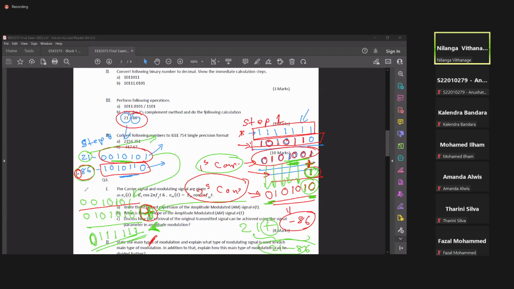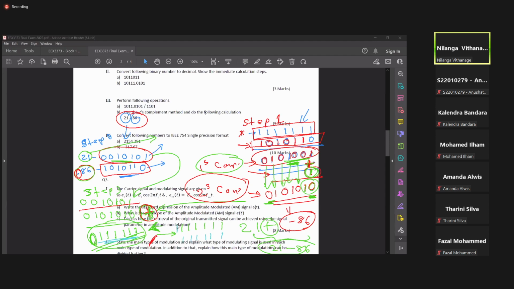Actually, this is the third step, step 3, right? Then you have to convert this one into decimal format, right? To do that, again you have to subtract this value from this value, right? This value. You can write it like this. Here, this value 1 1 1 1 1 1.